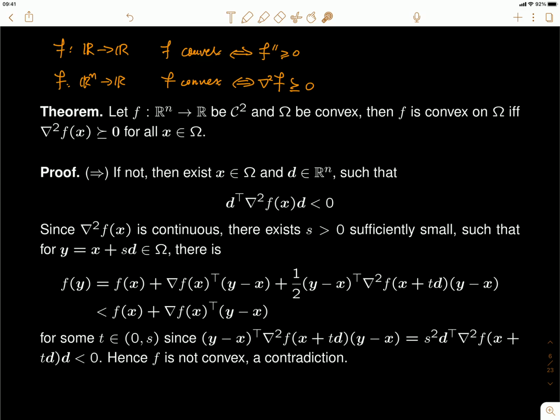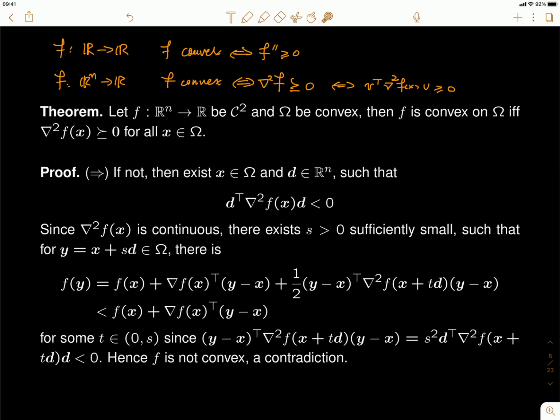Positive semi-definite means that for any vector, if I multiply it on the left and the same vector on the right, this is always greater than or equal to 0. All right, so now let's see how to prove this result. Suppose we know the function is convex. We want to show that the Hessian of this function at every point is positive semi-definite. To prove this, let's use a proof by contradiction.